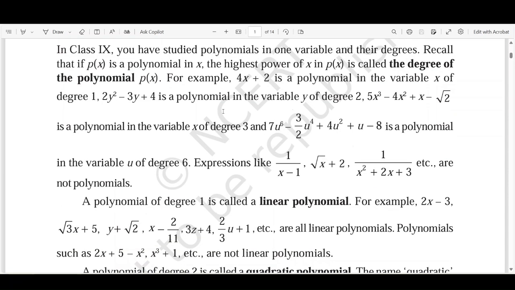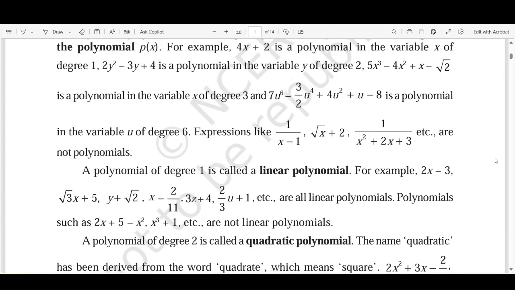So here they have given few examples. 4x plus 2. Here the variable x has the power 1. Therefore the degree is 1. Here the power is 2. Highest power is 2. Therefore the degree is 2. Similarly, in this expression, we have the highest power to be 3. Therefore, the degree is 3. For this, we have the highest power to be u power 6. So, 6 is the degree of this polynomial. So, whatever the variable your polynomial is expressed in, doesn't matter. The highest power of that variable is considered to be the degree of that polynomial, right?